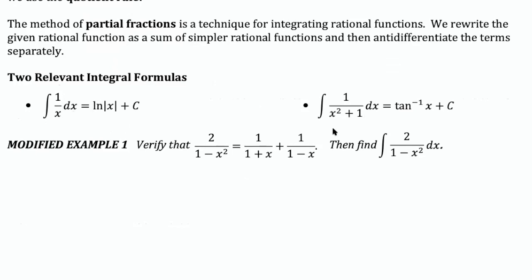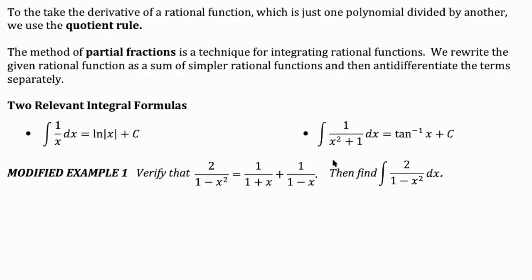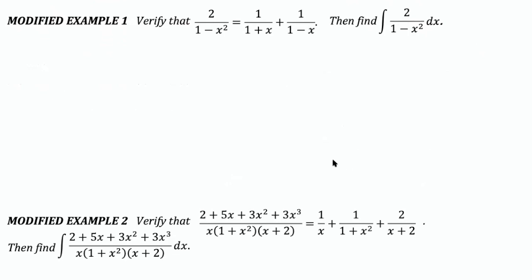So before we introduce the whole method in integration, we need to practice some fraction skills here to make sure that you are able to get common denominators and to lay the groundwork to understand the method. I modified example 1 slightly from your book. I'm asking you, first of all, to verify that this statement is true, that 2 over 1 minus x squared is the same as these two separate fractions. And then use that to actually integrate that rational function.